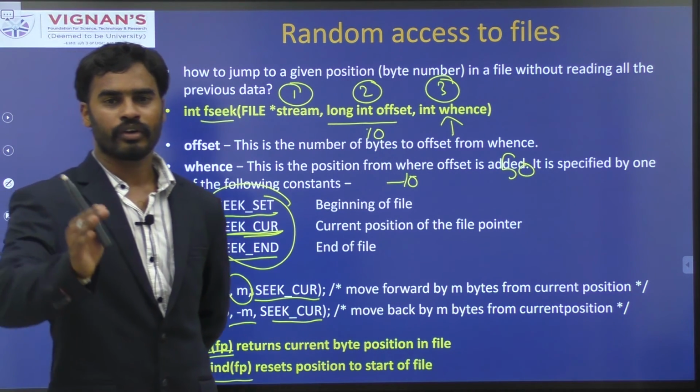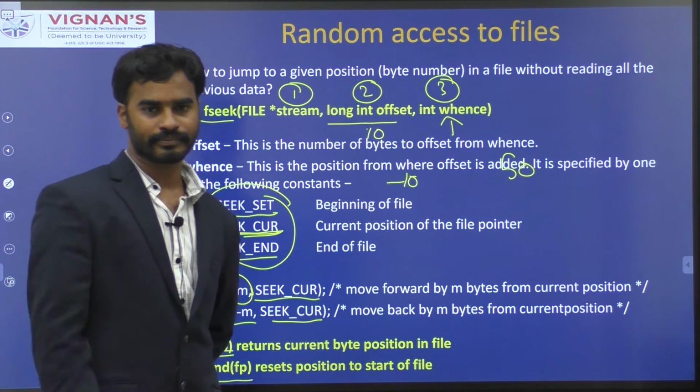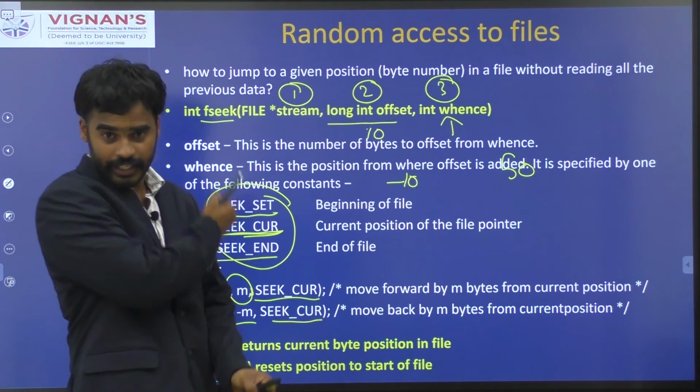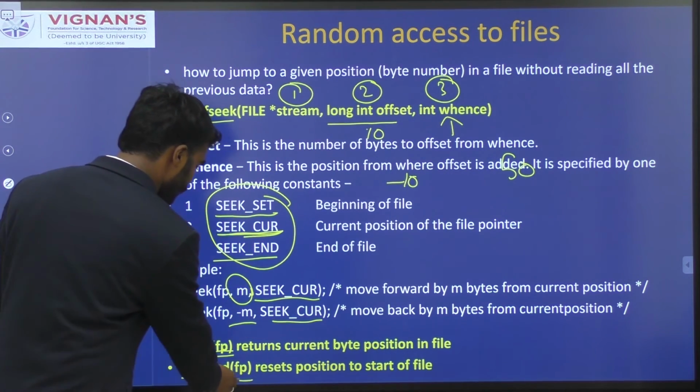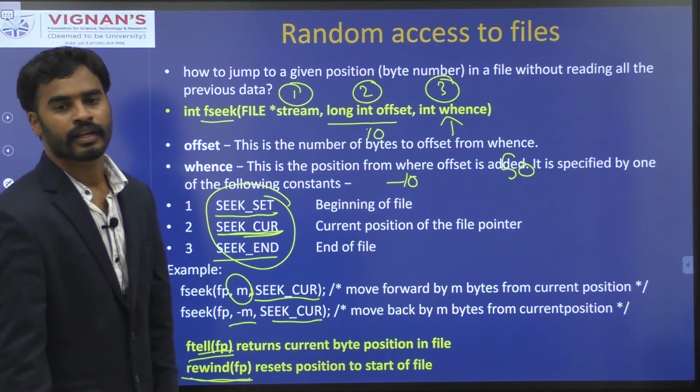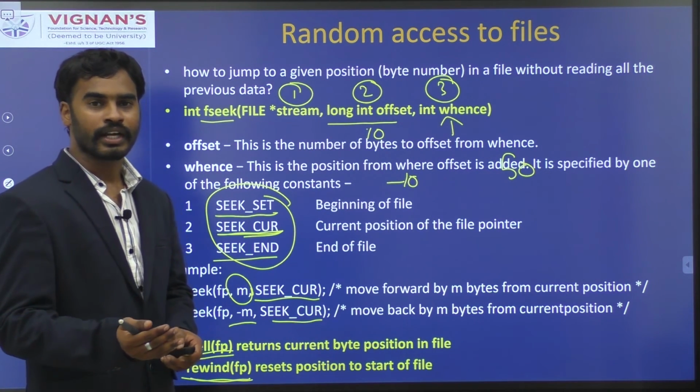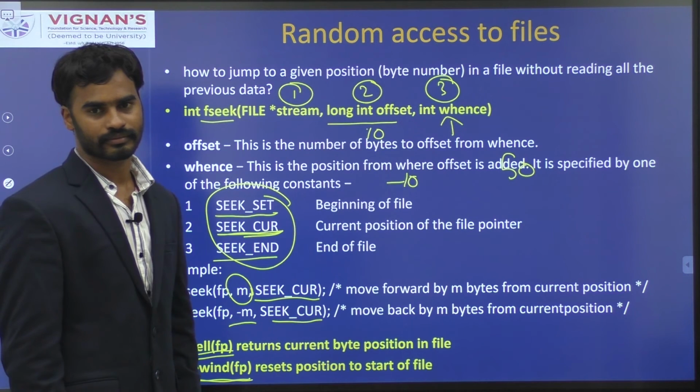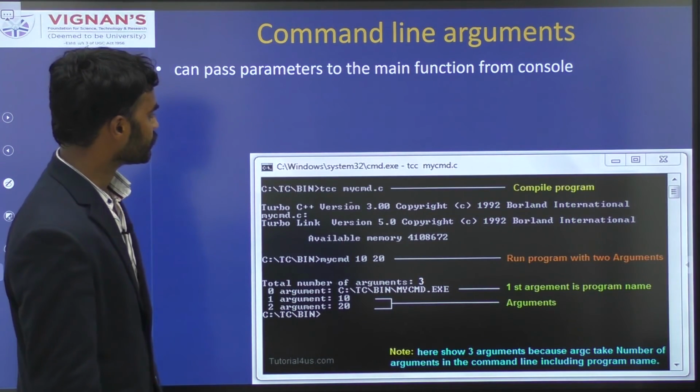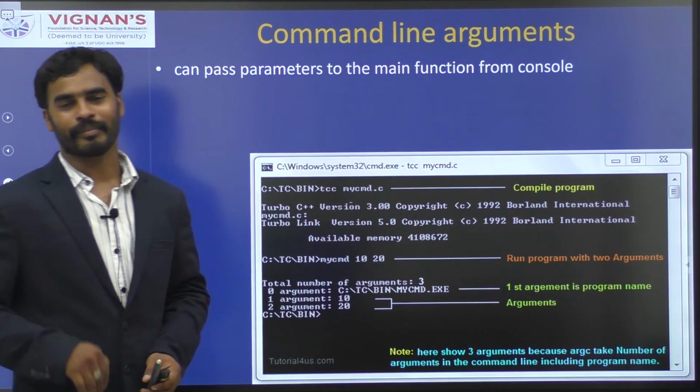Assume that your file pointer is in the middle, and if you want to come to the beginning, you can use the rewind function. The rewind function is used to come back to the beginning of the file. Okay. The last topic is command line arguments.